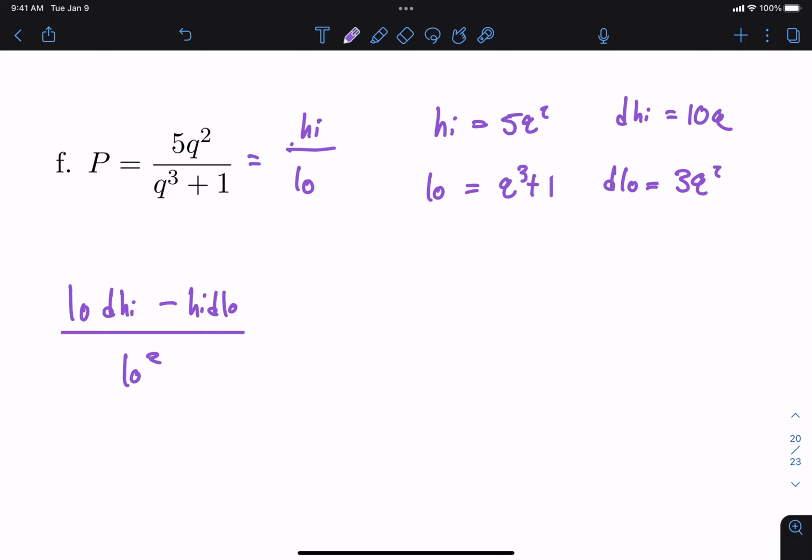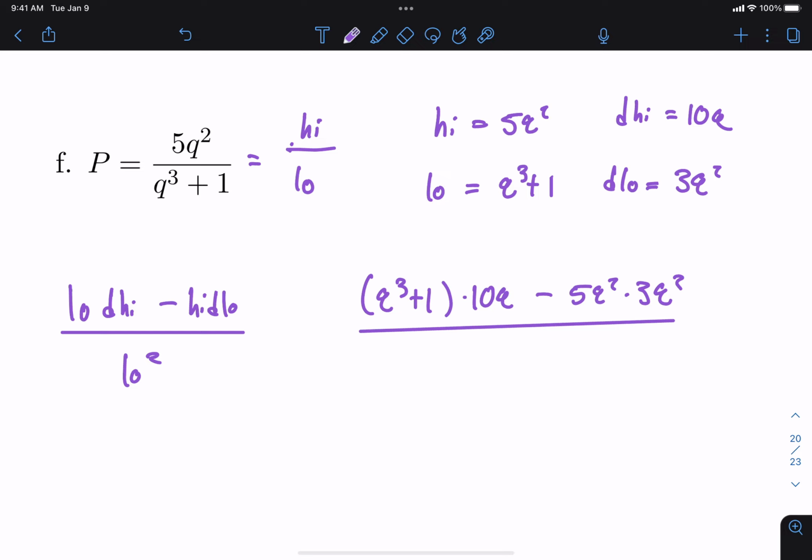So low is q cubed plus 1. I put it in parentheses because we always plug with parentheses. And then d high will be times 10q. Then minus, now we have to have high d low, right? High d low. So that's 5q squared times d low, which is 3q squared. And we divide all of this by low squared. So low is q cubed plus 1. And we write it down in parentheses and we square it. So this is p prime.